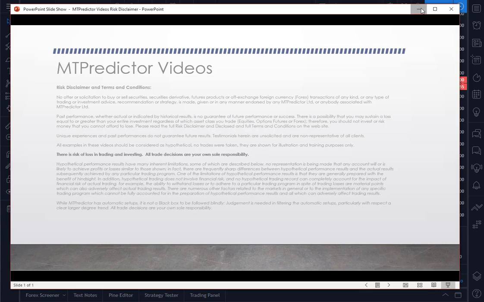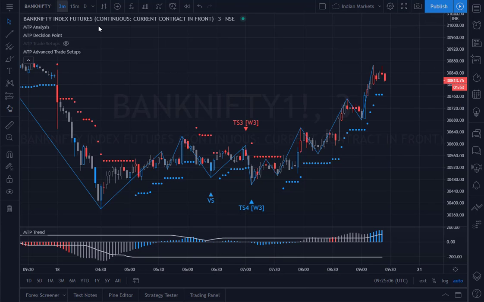Alright, let's have a look at a 3-minute chart of the BankNifty. The trade setup I want to look at is this one here, the wave 3 buy setup down here.